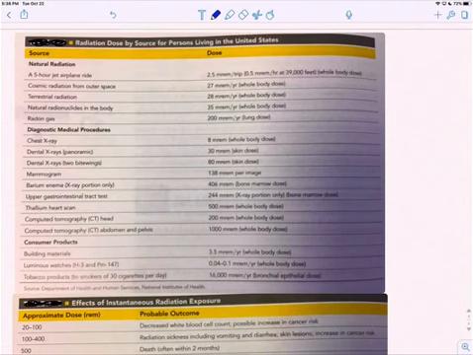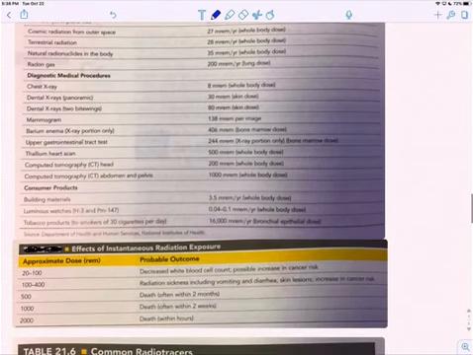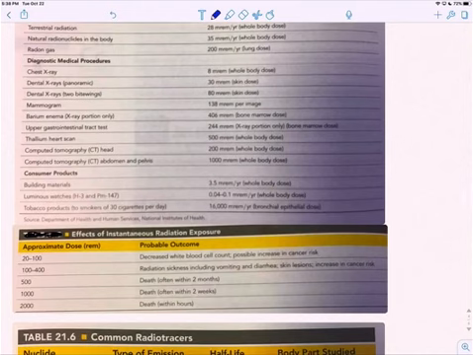Another one, smokers. Smokers get 16 rem. That's getting close to your noticeable amount, and that's a pretty hefty radiation dose to your lungs. So one thing to be careful of if you're smoking a pack of cigarettes a day.